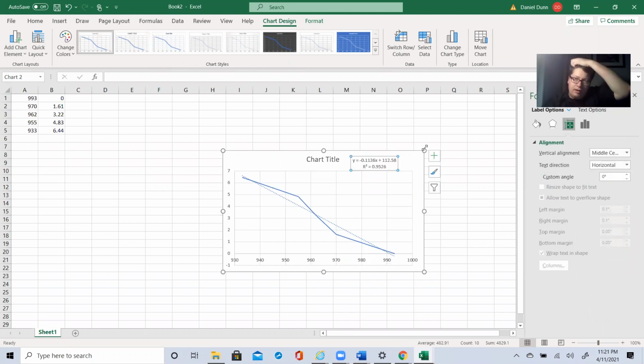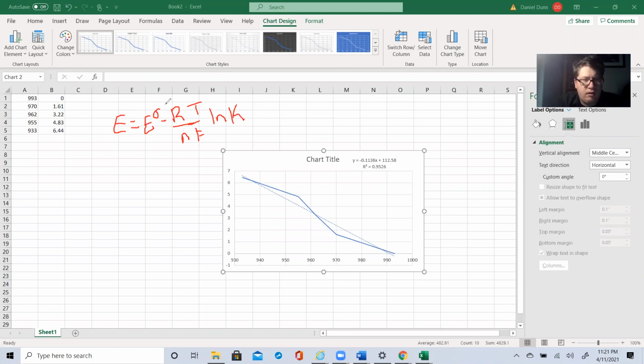Now I told you guys in class, but it's been a while, so you may have forgotten. I'm going to make my pen smaller so I can write more neatly. Remember that the Nernst equation is E is equal to E of the cell minus RT over nF times the ln of K or Q. Please note that the negative RT over nF is going to be our slope. Our slope is negative because it should be going down. And our Y intercept is going to be this E naught right here.